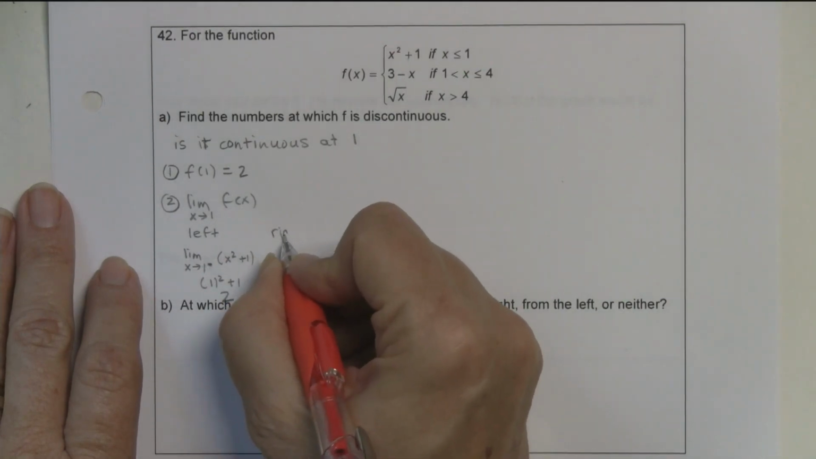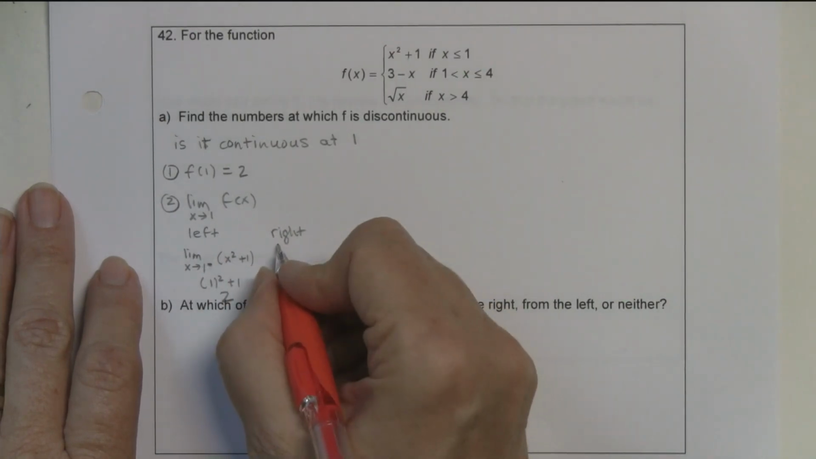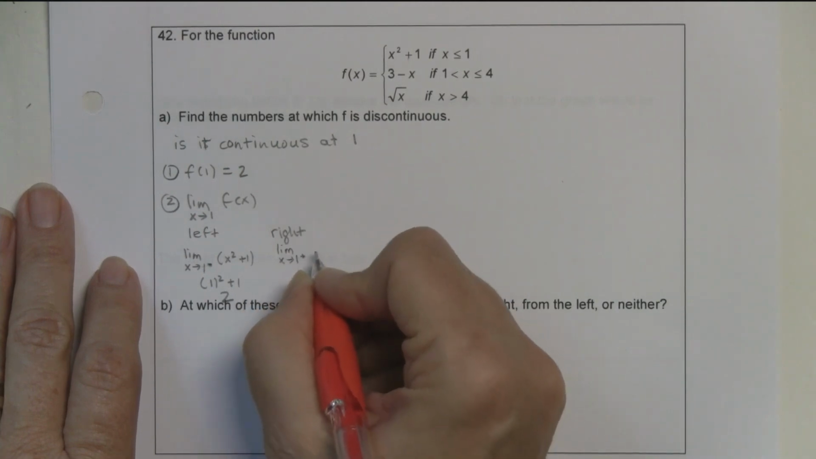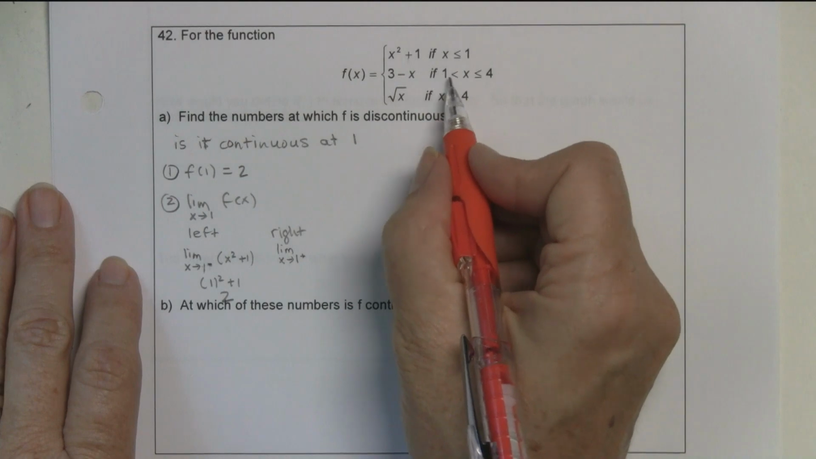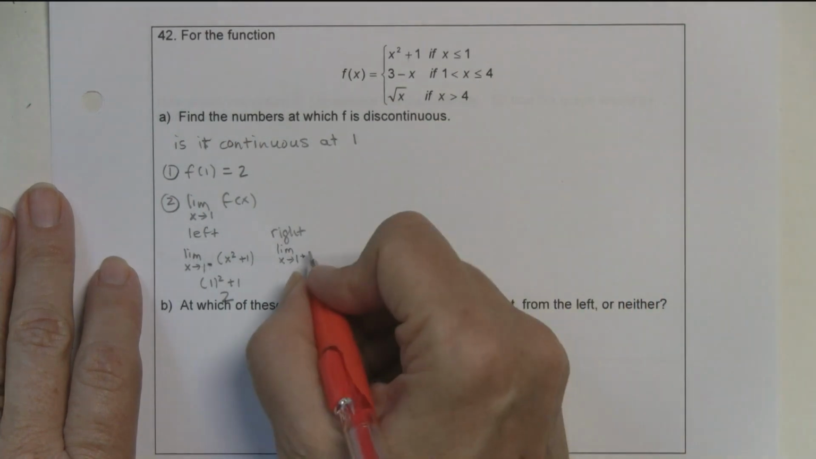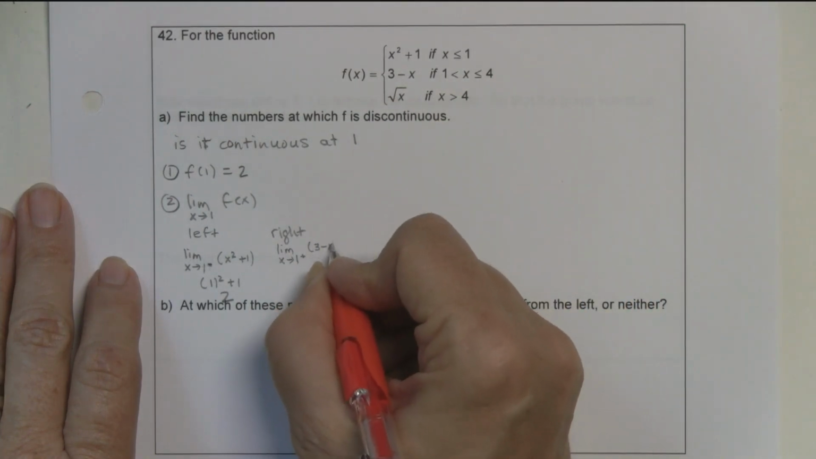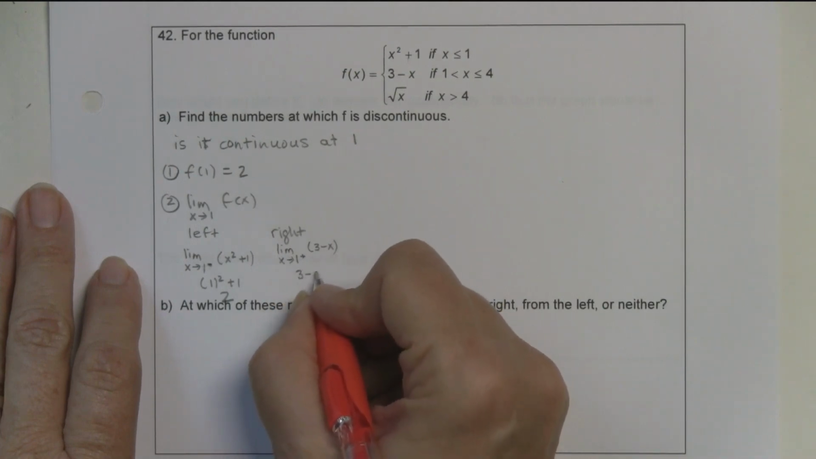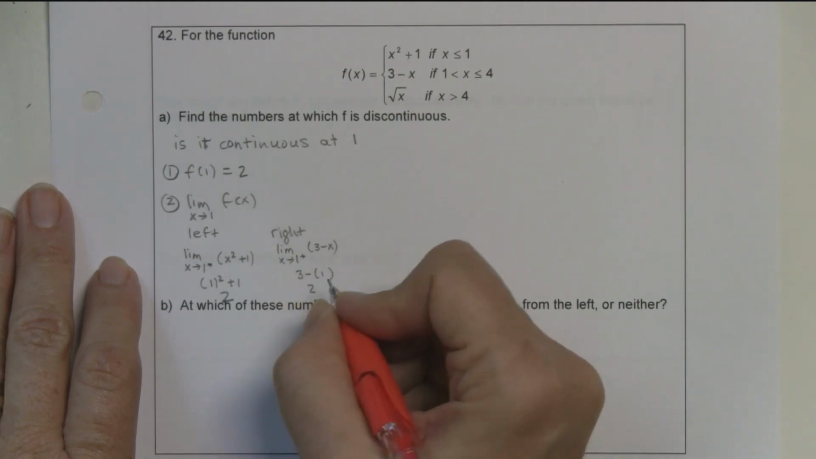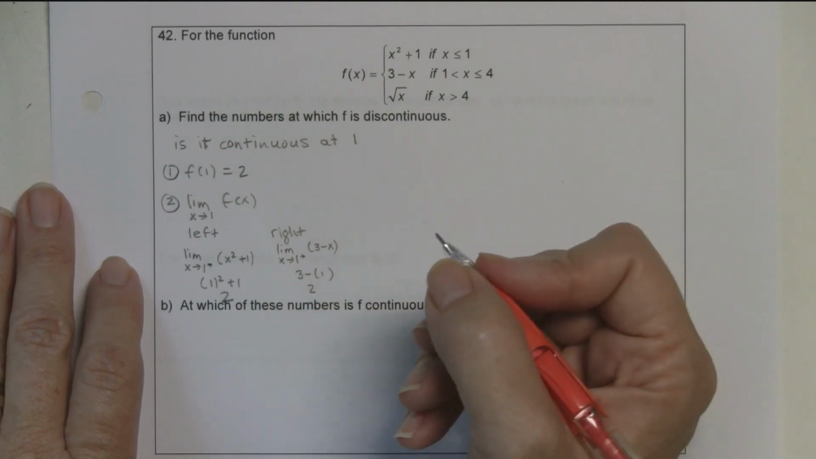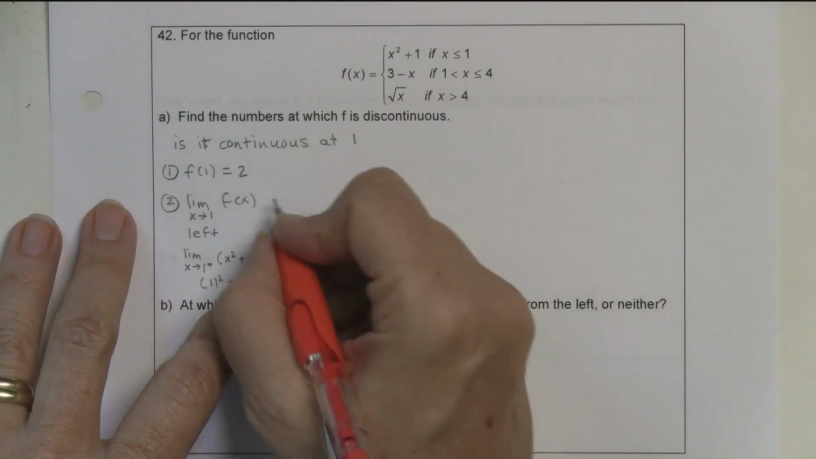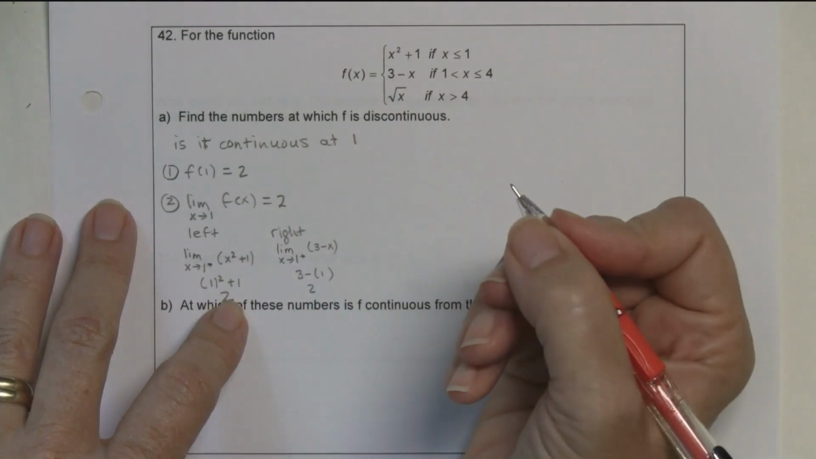Versus the right limit. So the limit as x goes to 1 from a little bit bigger than 1. And if I'm a little bit bigger than 1, I will use this function, 3 minus x. And because that's a polynomial, I can sub in. So this would be 3 minus 1, which is also 2. So what I know at part 3, right? So this is equal to 2, so I know it exists.